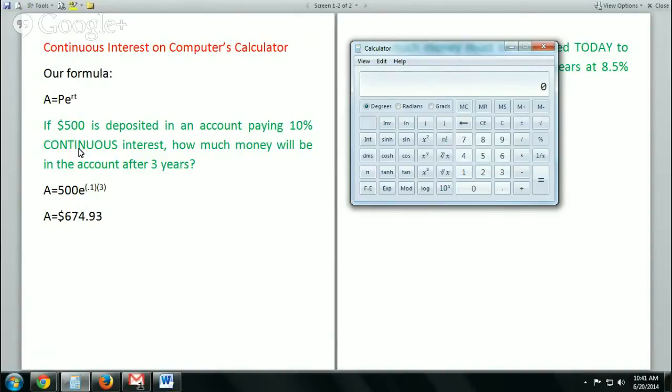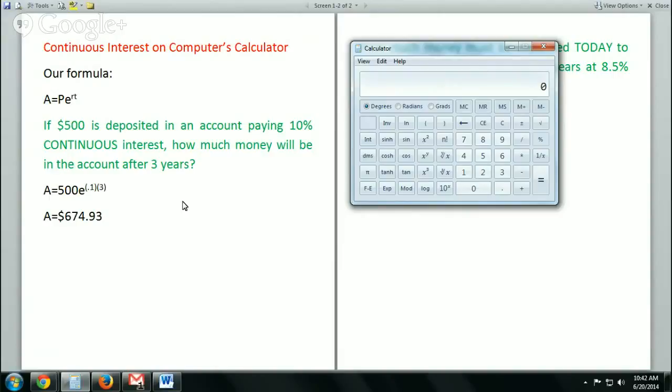Now let's just substitute the things that we've been given into our formula first. We want to know how much money in the account after 3 years, so I don't know my final amount, my A. What I do know, the beginning amount, the principal, was $500. So in the place of P, let's put 500. E is going to be a key on our calculator. The rate, it was 10%, but we expressed that as a decimal. 0.1 is 10% as a decimal. Then finally, the time in years, 3 years, so 3 goes in the place of t.